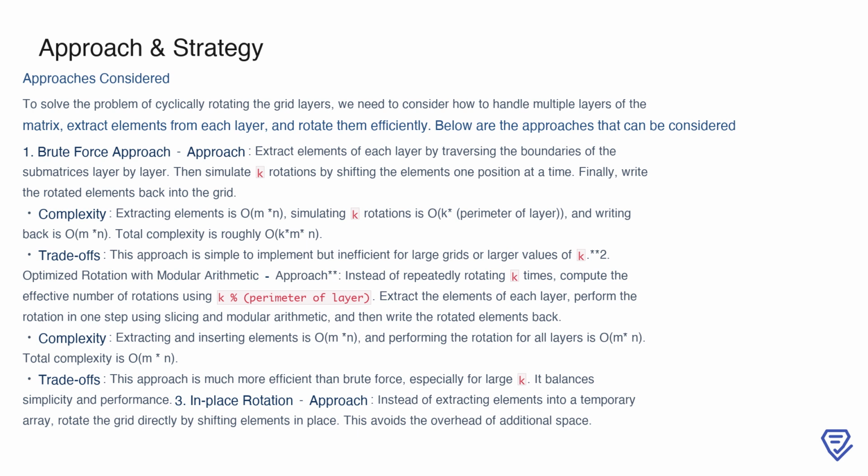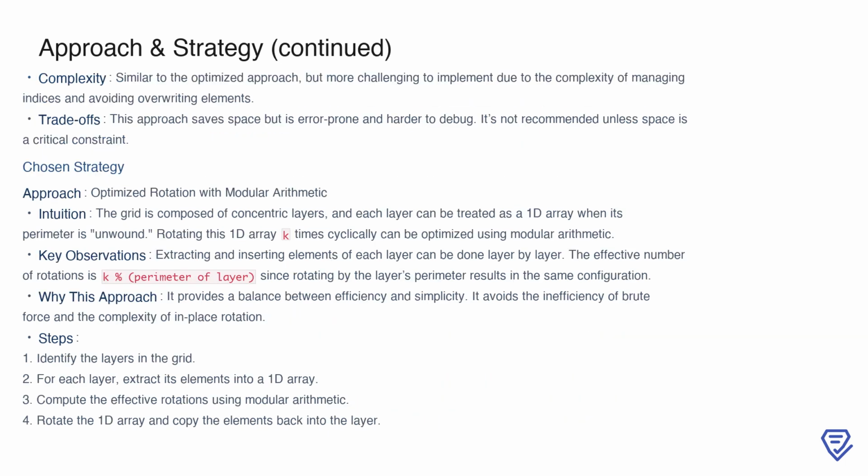Finally, there's the in-place rotation method, which avoids the use of temporary storage altogether by directly rotating the grid elements. While this saves space, it introduces additional complexity in managing indices and ensuring elements aren't overwritten during the process, making it harder to implement correctly. Although the in-place rotation method is space-efficient, its complexity makes it error-prone and challenging to debug, especially for larger grids with multiple layers. Therefore, it is not recommended unless minimizing space usage is a critical requirement.